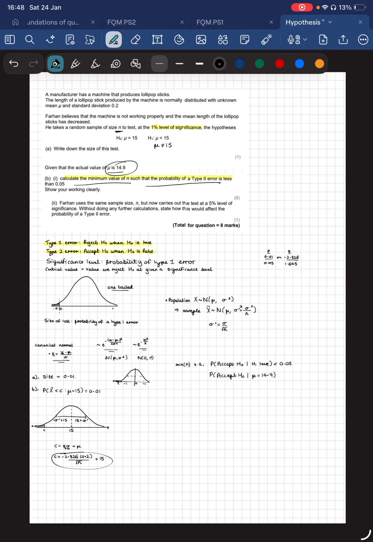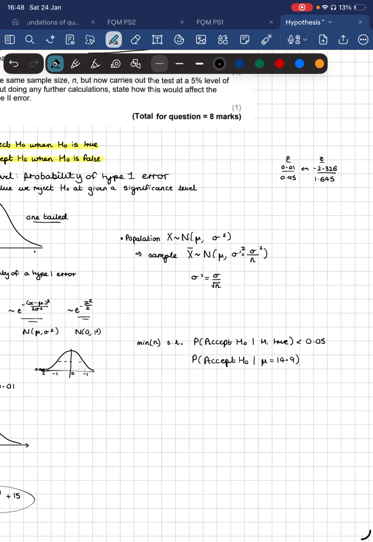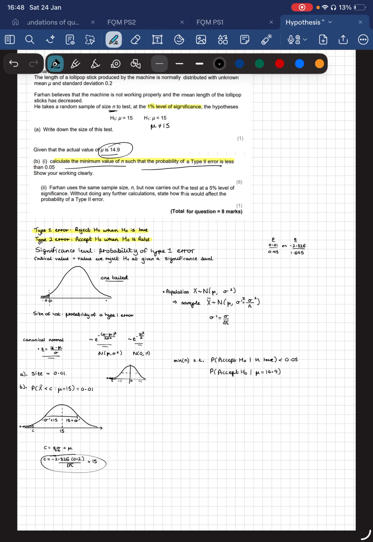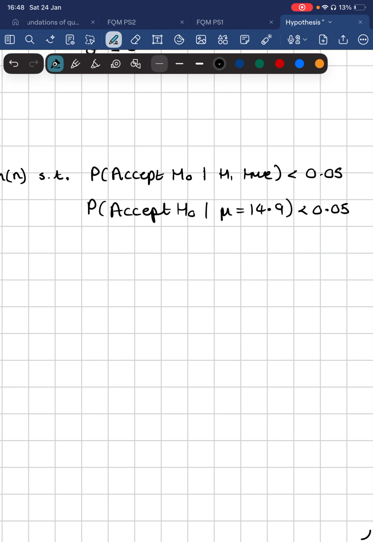We know, in fact, that H1 is true because mu is not equal to 15. It's equal to 14.9. It's something less than 15. But we're still going to accept the hypothesis. And we want this probability to be minimized. We want to find n such that this holds. Okay, so what does this physically mean in terms of an equation?